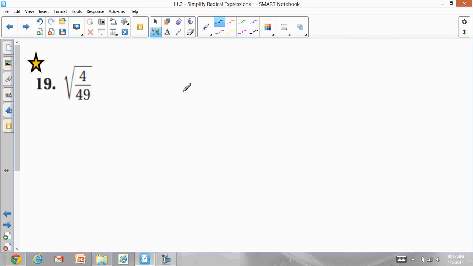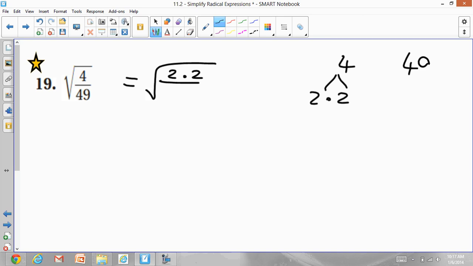Copy question number 19. Really a simple, easy question. So you look at the numerator, you look at the denominator. So I'm going to break this apart as the square root of, 4 is nothing but 2 times 2. So I'm going to write the numerator as 2 times 2. Denominator 49, I'm going to break apart as 7 times 7.